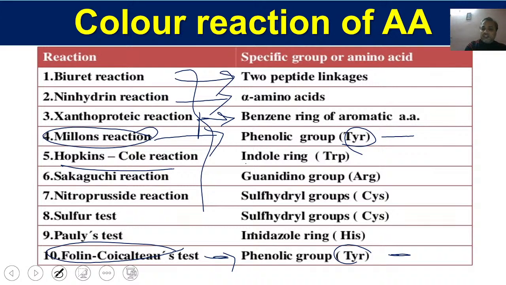The Hopkins-Cole test is for tryptophan, which has an indole ring. The Sakaguchi test is for the guanidino group of arginine. The nitroprusside and sulfur tests are for the sulfhydryl SH group present in cysteine, and the Pauly test is for the imidazole ring present in histidine. So this you need to remember.